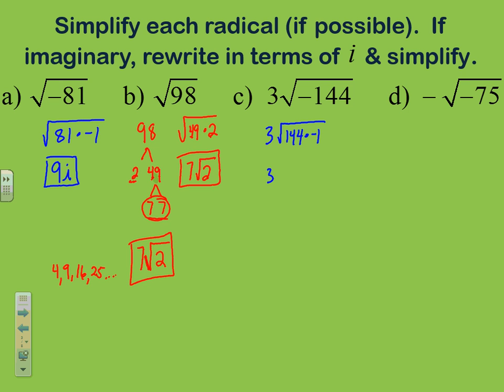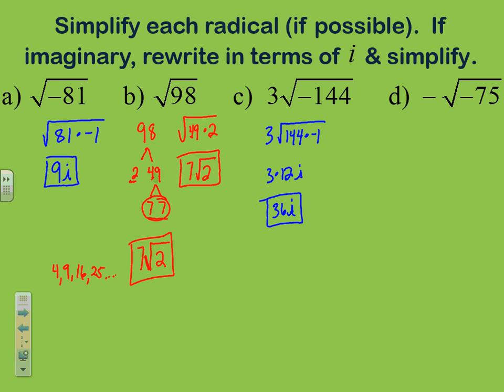Now the 3 that's in front of the square root symbol is going to be multiplied to whatever we get there. So here I'm going to say 3 times 12, because that's what the square root of 144 gives me, and the square root of negative 1 is going to give me i. Even though i is an imaginary number, it has that 12 as a coefficient, and the 12 is a real number. So the 3 and the 12 get multiplied together to give me 36i, and that would be the simplified answer on that one.